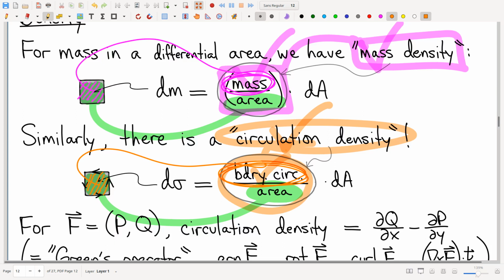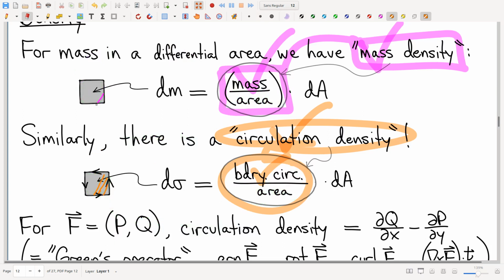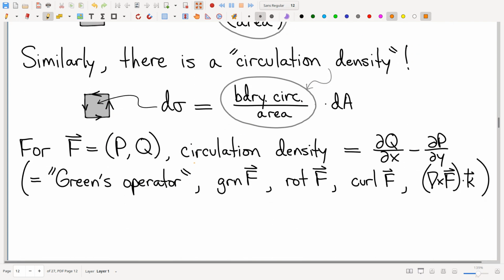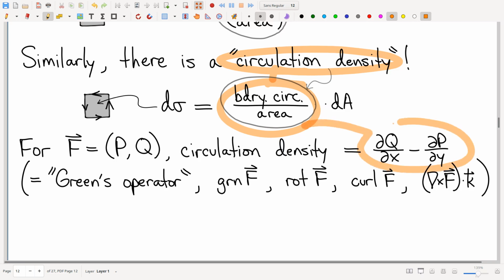Okay. All right, so this idea of circulation density is going to be very useful, very important as we develop these ideas coming up. So again, that's what it is. Quantity per unit area, circulation per unit area. Thus the name circulation density. The formula for it turns out to be this right here.